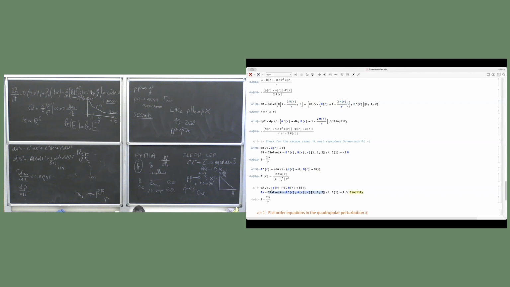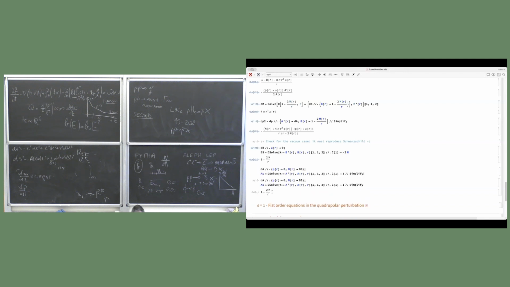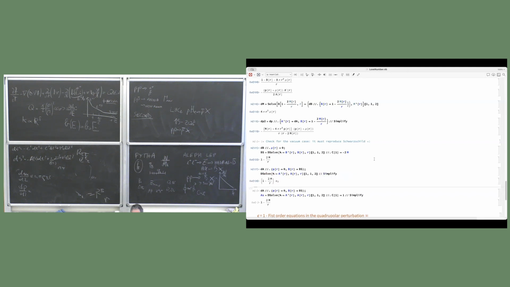Now, let me write this explicitly. If I solve this equation, I find something like this, okay? So my solution for A, which is the GTT, so what I'm finding is that minus GTT, A, would be 1 minus 2m over R multiplied by a constant, which is C1 there, and I'm putting this constant to 1, which basically means just reabsorbing, redefining the time variable.